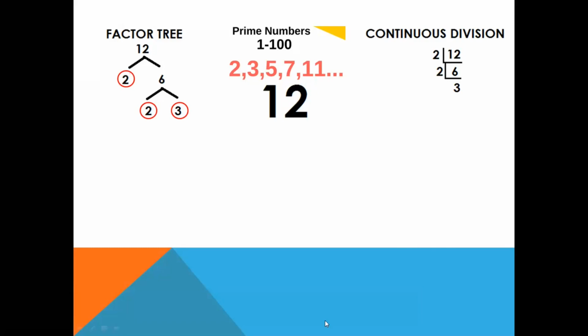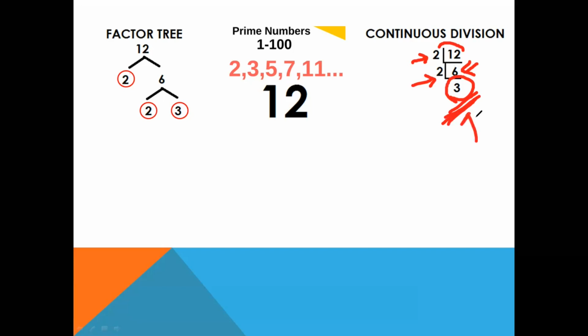For example, meron tayong 12. Di-divide lang natin siya ng 2. So, 12 divided by 2, ang sagot is 6. So, hindi pa siya prime, so magdi-divide na naman tayo. Another 2. So, 6 divided by 2, which is 3. And take note, the quotient here is already a prime. So, mag-stop na tayo dito kasi prime na siya.